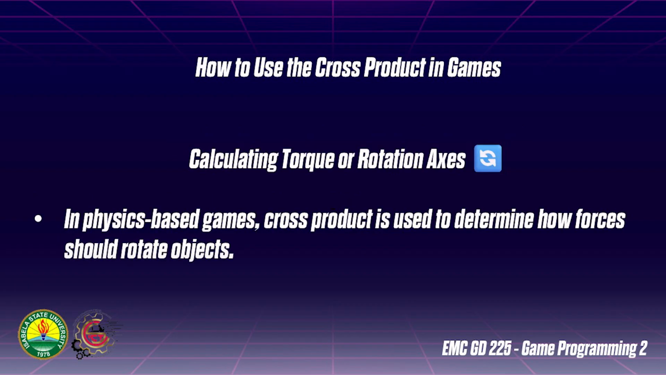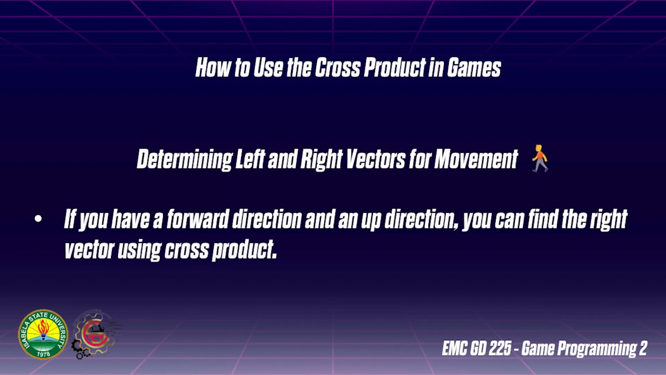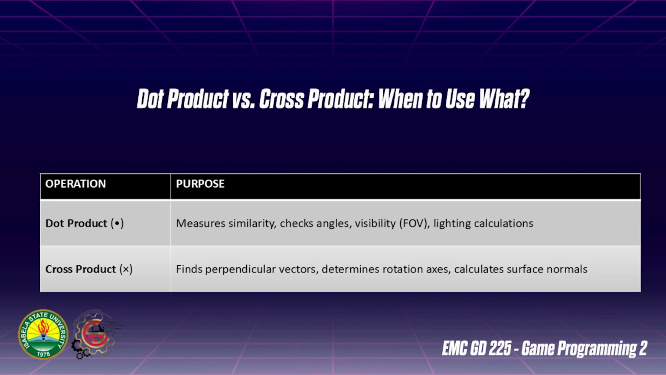In physics-based games, cross product is used to determine how forces should rotate objects. Determining left and right vectors for movement: if you have a forward direction and an up direction, you can find the right vector using cross product. Dot product versus cross product. When to use what? Dot product measures similarity, checks angles, visibility, lighting calculations. Cross product finds perpendicular vectors, determines the rotation axis, calculates surface normals.